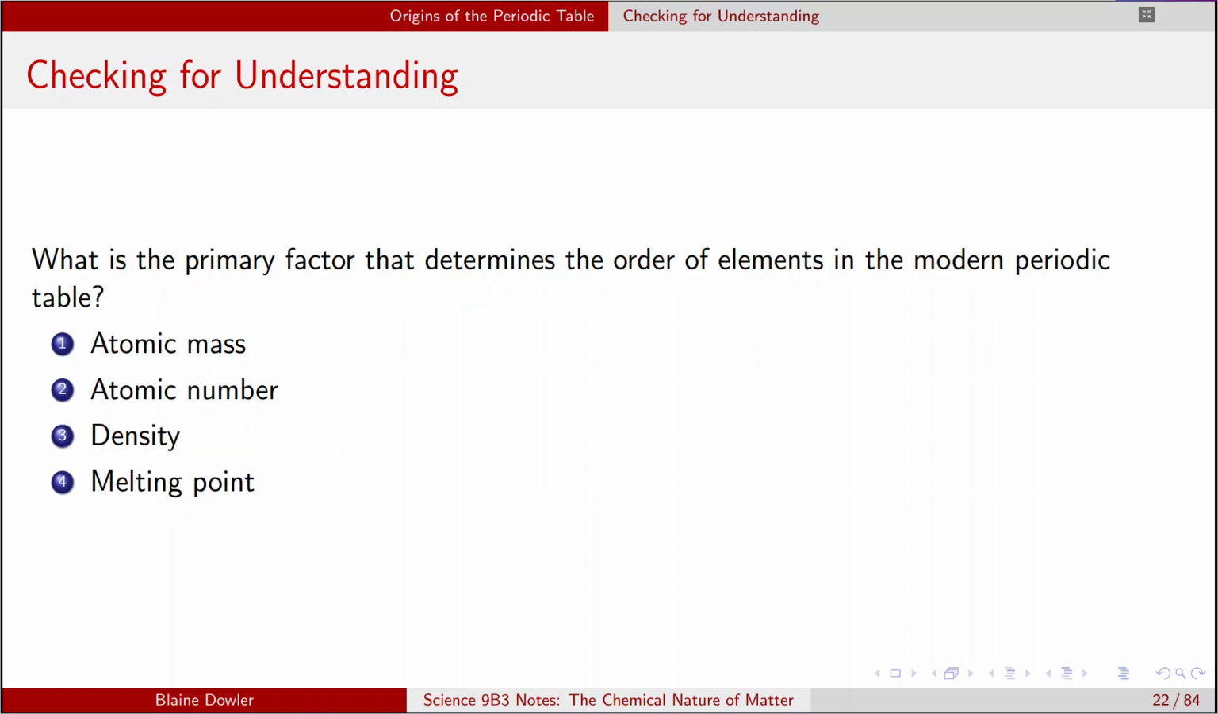What is the primary factor that determines the order of elements in the modern periodic table? Atomic mass, atomic number, density, or melting point? Pause now if you need more time. It is the atomic number, the number of protons in the nucleus, which matches the number of electrons in the orbital shells.